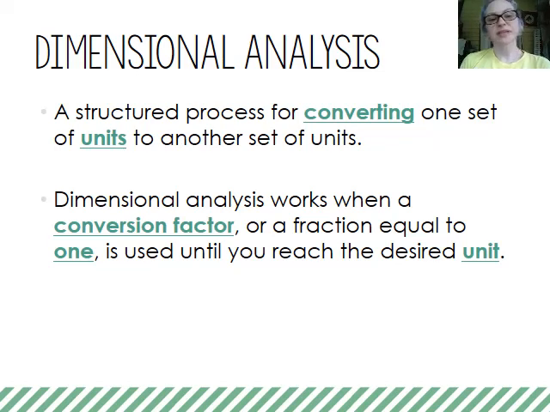Okay, so from time to time, we need to convert from one set of units to another. And the way we do this in science is through what's called dimensional analysis. Dimensional analysis works with a conversion factor, a fraction equal to 1, and you're always just multiplying by it. It's going to end up being 1. So 4 over 4 is 1. You'll come up with a fraction that will let you cross things out until you get to the desired unit that you need.